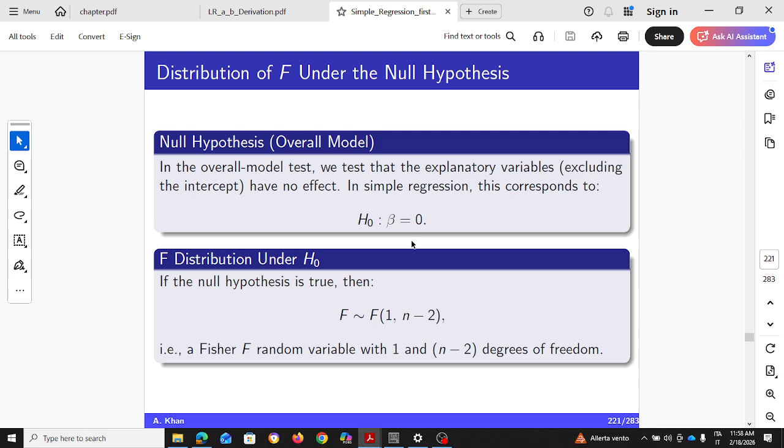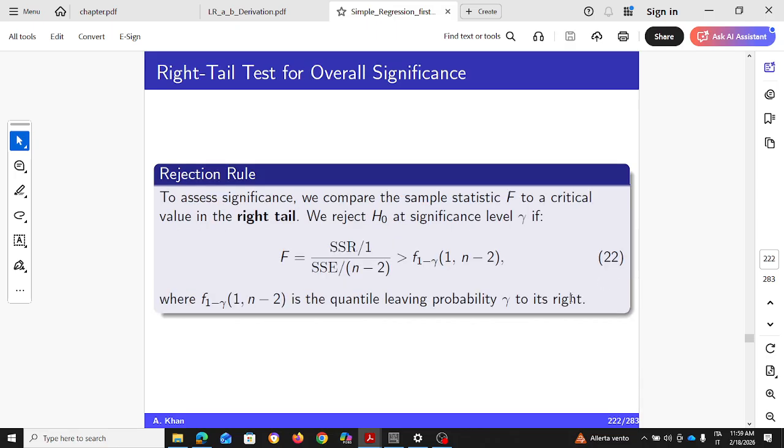If you want to do the hypothesis testing with the Fisher, again the same. We choose the null hypothesis, beta equal to 0. If beta is equal to 0, the Fisher distribution has this form. It depends on 1 degree of freedom and n-2 degrees of freedom. If we calculate this value and it is greater than this, this means that our model has a high significance.